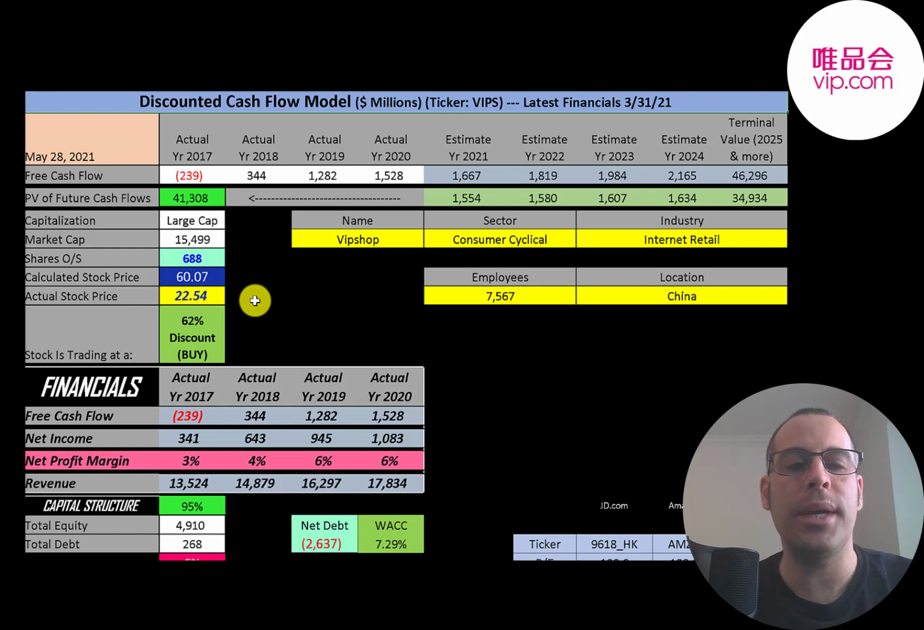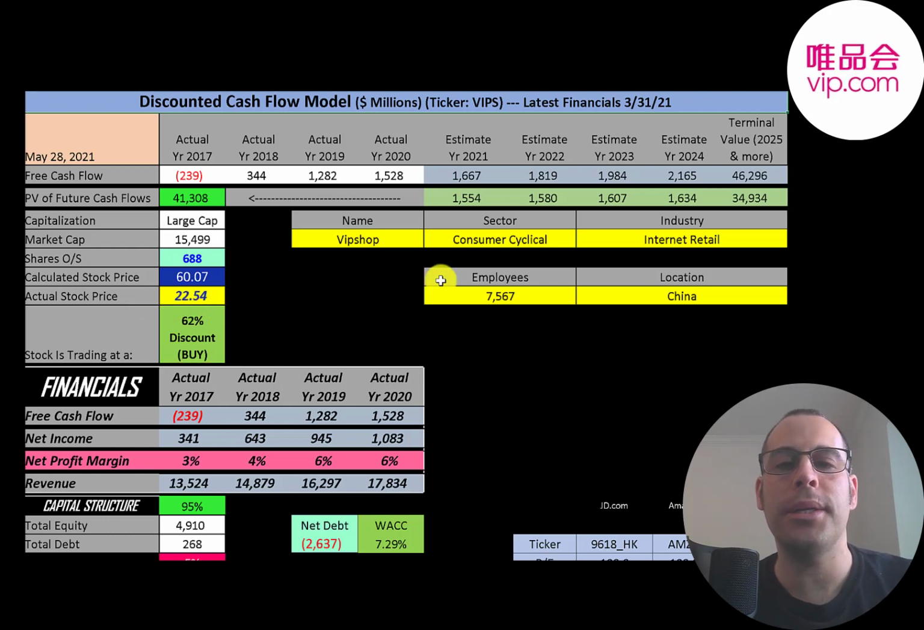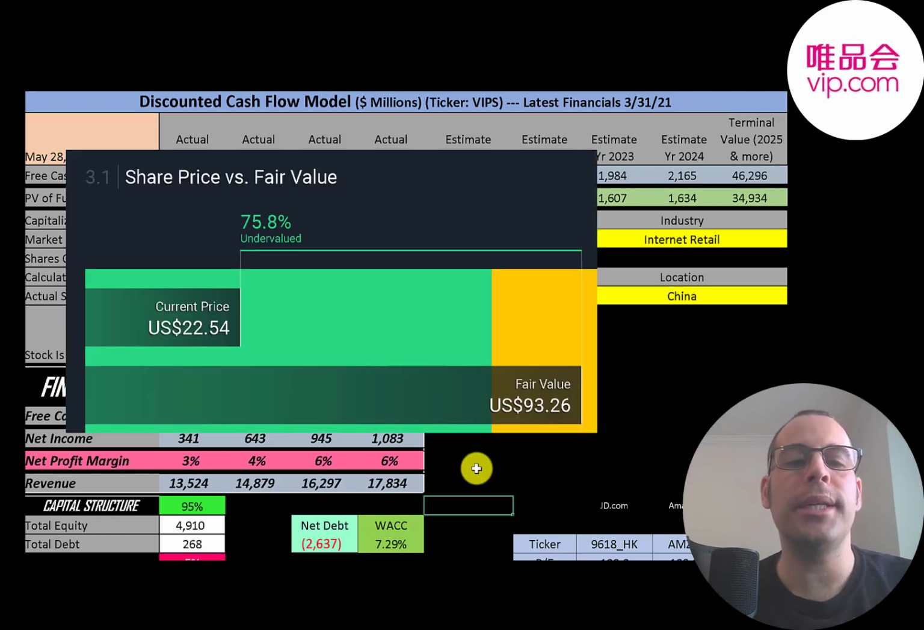They're trading at 23, so they're trading at a 62% discount. It's a really strong buy according to the model. Simply Wall Street is even higher than me. They're at $93 a share.